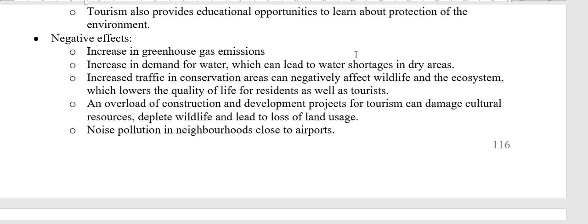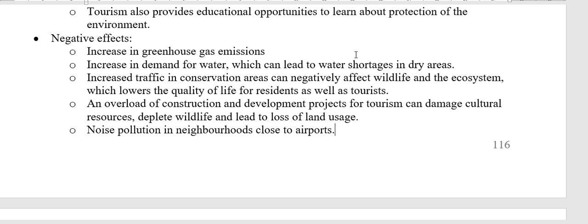And remember, all the time where there's traffic congestion, fossil fuels are being burnt and we are creating greenhouse gas emissions. All right. An overload of construction and development projects for tourism can also damage cultural resources. Okay, we're losing land. We are physically using land to build a hotel. So the animals that used to live on the land, they are gone. They have to move away because the construction is going to chase them away. We can't have animals living on the same land as people.